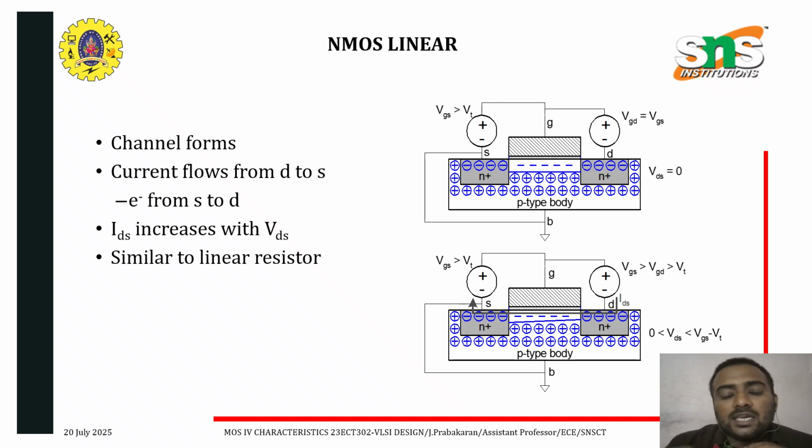Here you can see NMOS linear region. In linear, there is one condition: gate source voltage greater than VT, which means threshold voltage. Okay, so the current flow starts from drain to source, then forms one channel. So the current is represented by IDS, drain to source current. IDS increases with VDS, similar to a linear resistor also.